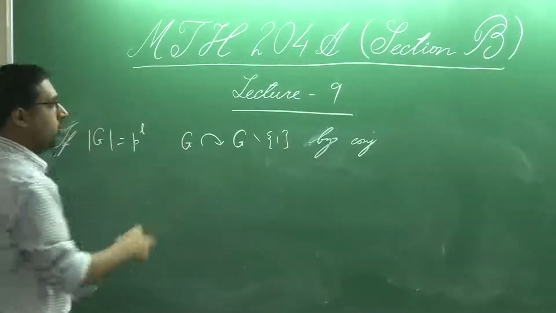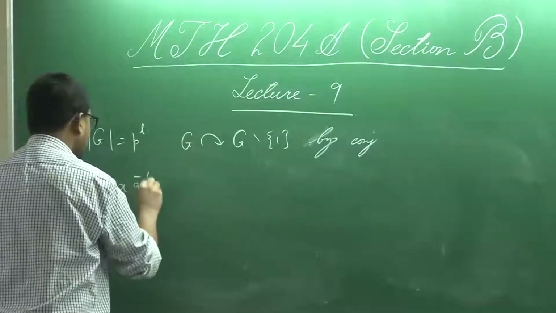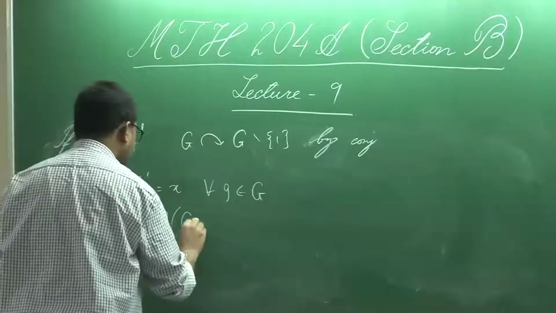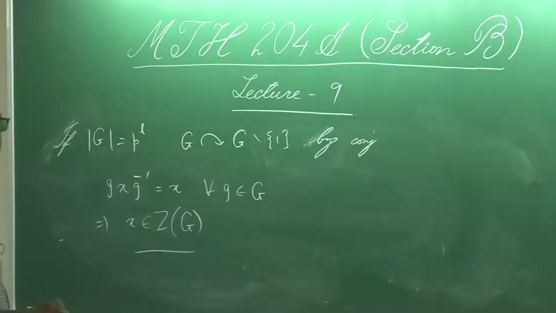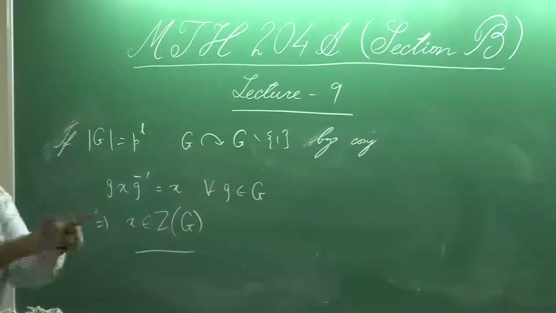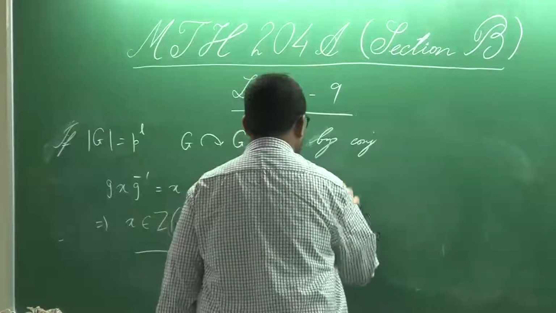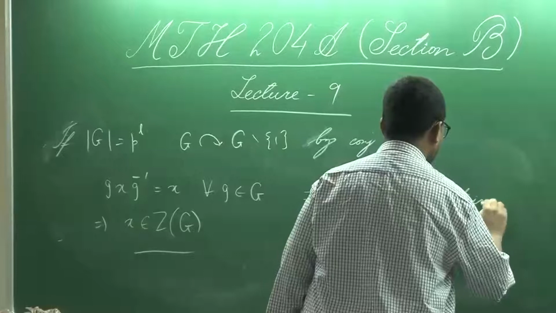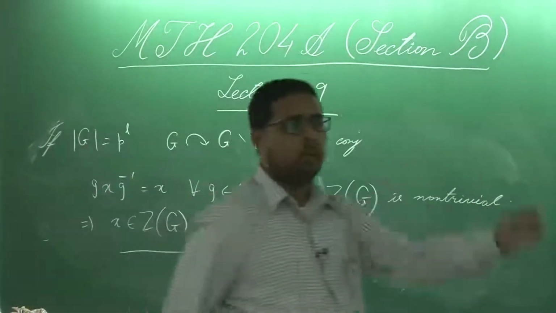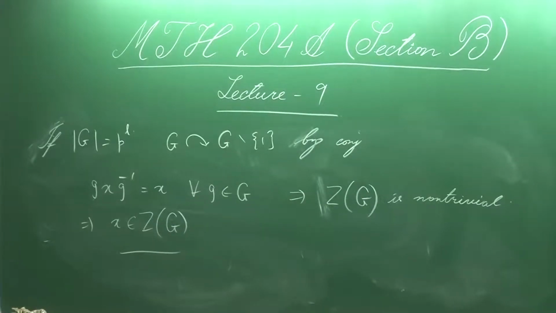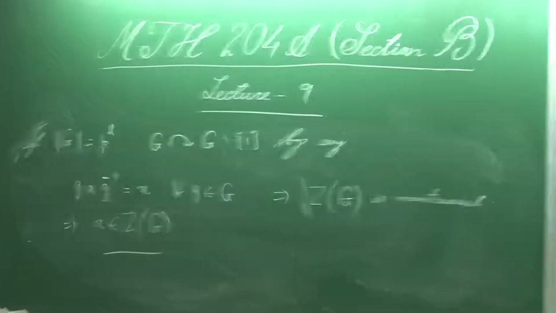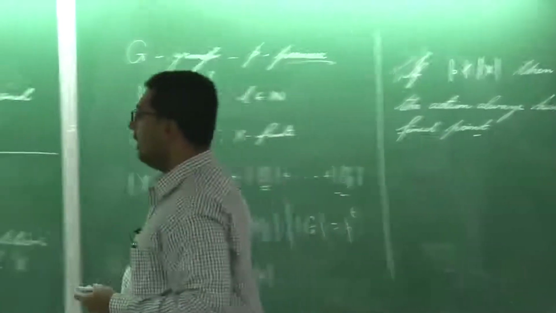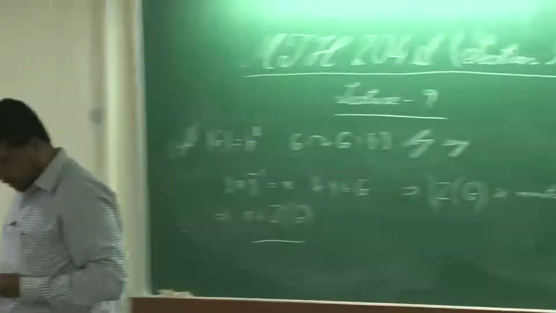So, what is a fixed point under this action of conjugation? If g x g inverse is x for every g in G, then that is the same as saying x lies in the center of G. Therefore, the fixed points here are precisely the points in the center. Hence, we have proved Z(G) is non-trivial. So, for any p-group, its center has to be non-trivial. That comes as a consequence of this counting formula, which is commonly known as the Orbit-Stabiliser theorem. Okay, so I think this is enough for now for actions.